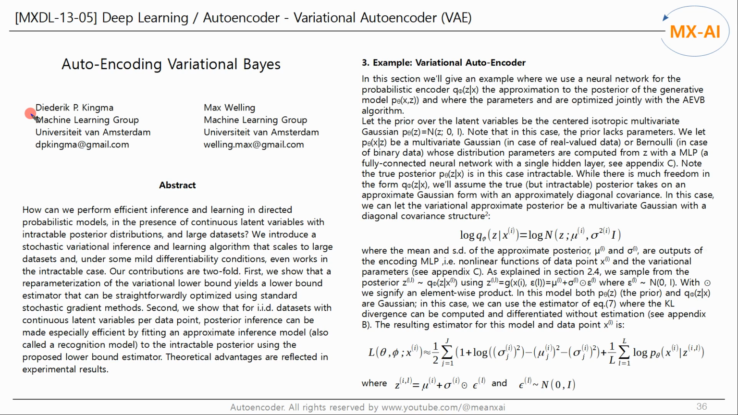The variational autoencoder was first introduced by Diederik Kingma and Max Welling in their 2013 paper titled Auto-Encoding Variational Bayes. The authors of this paper introduce a stochastic variational inference and learning algorithm that scales to large datasets and, under some mild differentiability conditions, even works in the intractable case. We will look at the variational autoencoder presented in Chapter 3 of the paper. And let's derive the loss function required to train a variational autoencoder model.